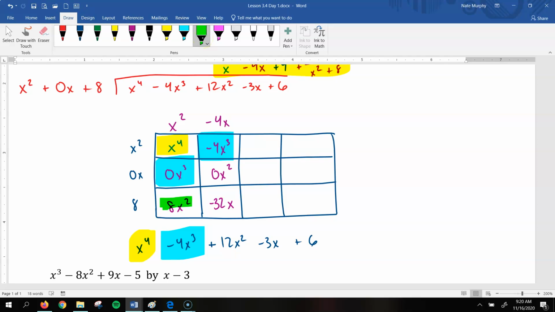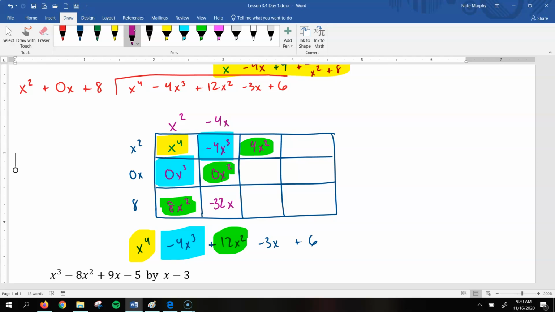Okay, now here's where it gets a little different. So here we have these three terms. I want to figure out what, if I were to add those three terms together, what's missing to get a positive 12x squared? Well, 8x squared plus 0x squared is 8x squared still. So this would need to be 4x squared. So now if I add all three of those together, sure enough, we get 12x squared.